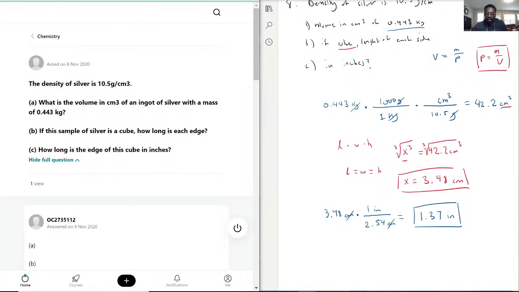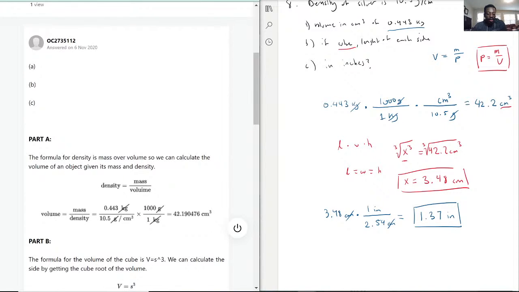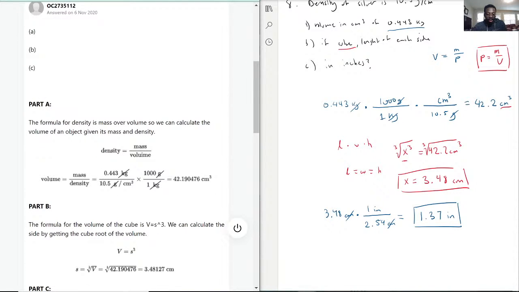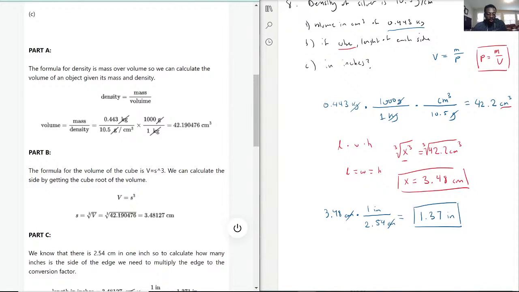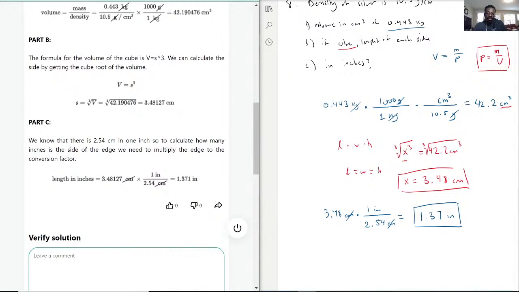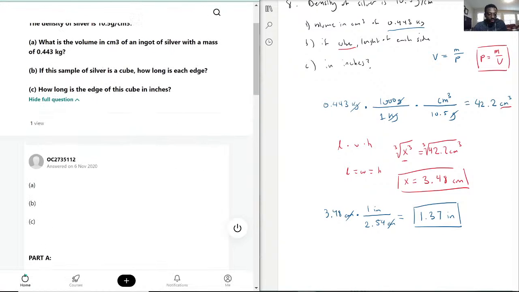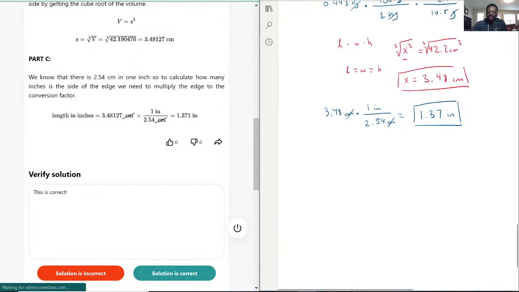Okay, so with that, let's see how we did. So exactly, they got the volume, which is perfect, 42.19, and then they took the cube root, and they got 3.48, and then they converted over to inches, which is the 1.37. So with that, this is correct. And let's move on now to the next question.